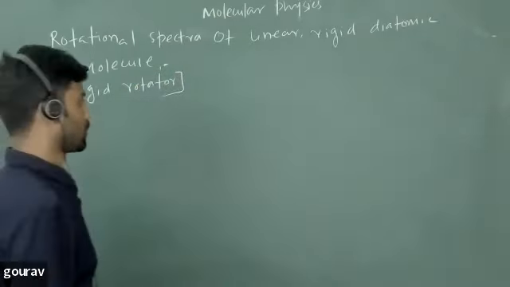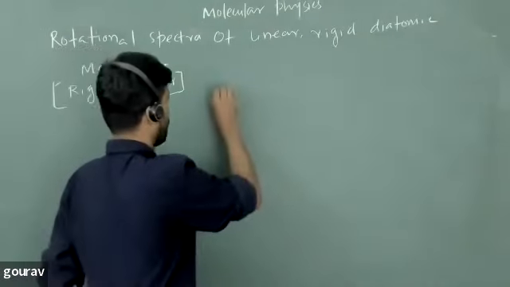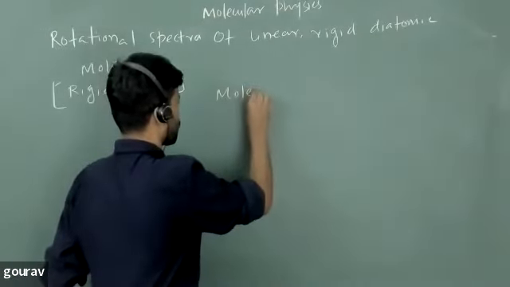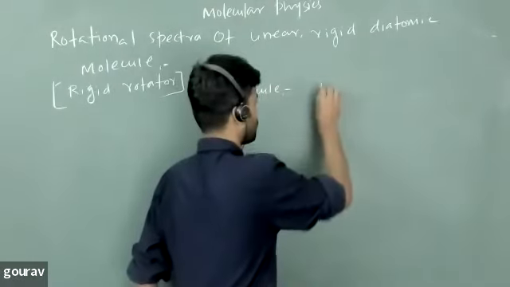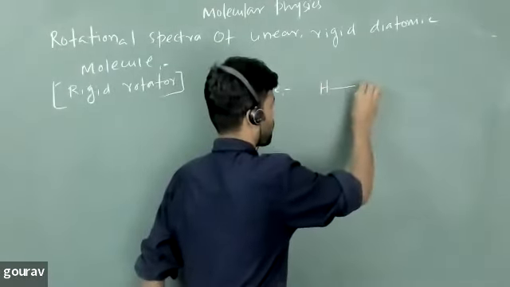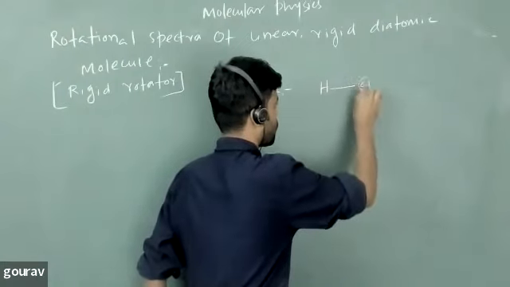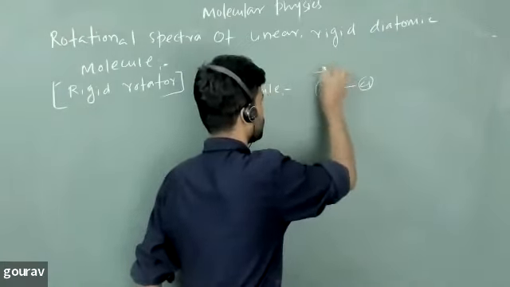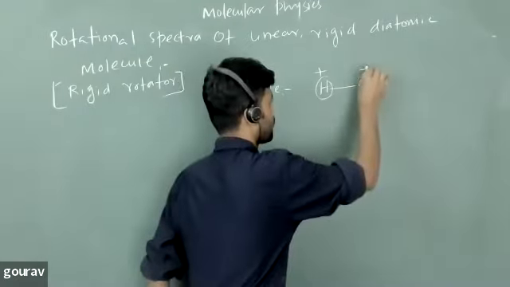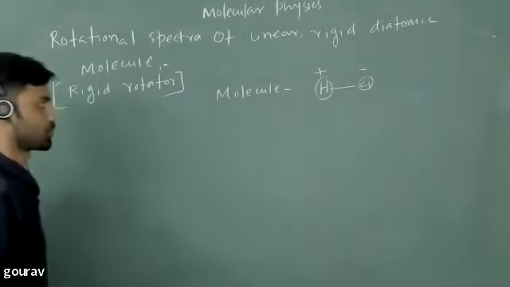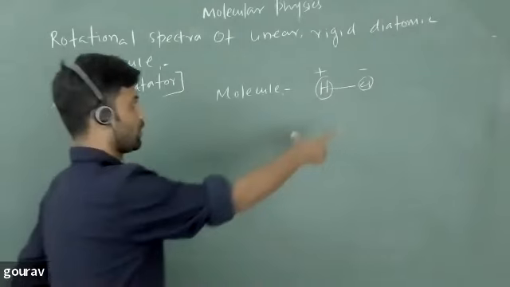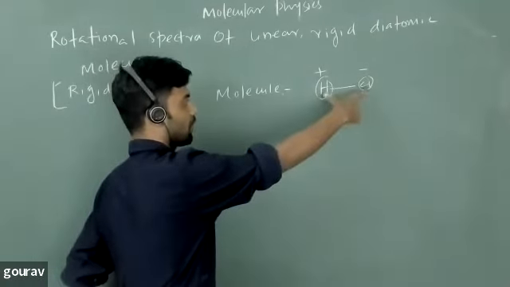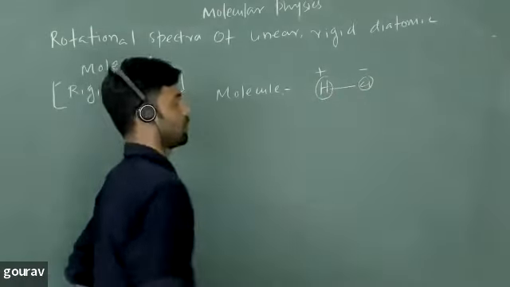Now suppose you have the molecule HCl. Okay, so this is positive and this is negative, right? This is H plus Cl minus, right? So there is a polar nature, or you can say there is a permanent dipole moment on this molecule.